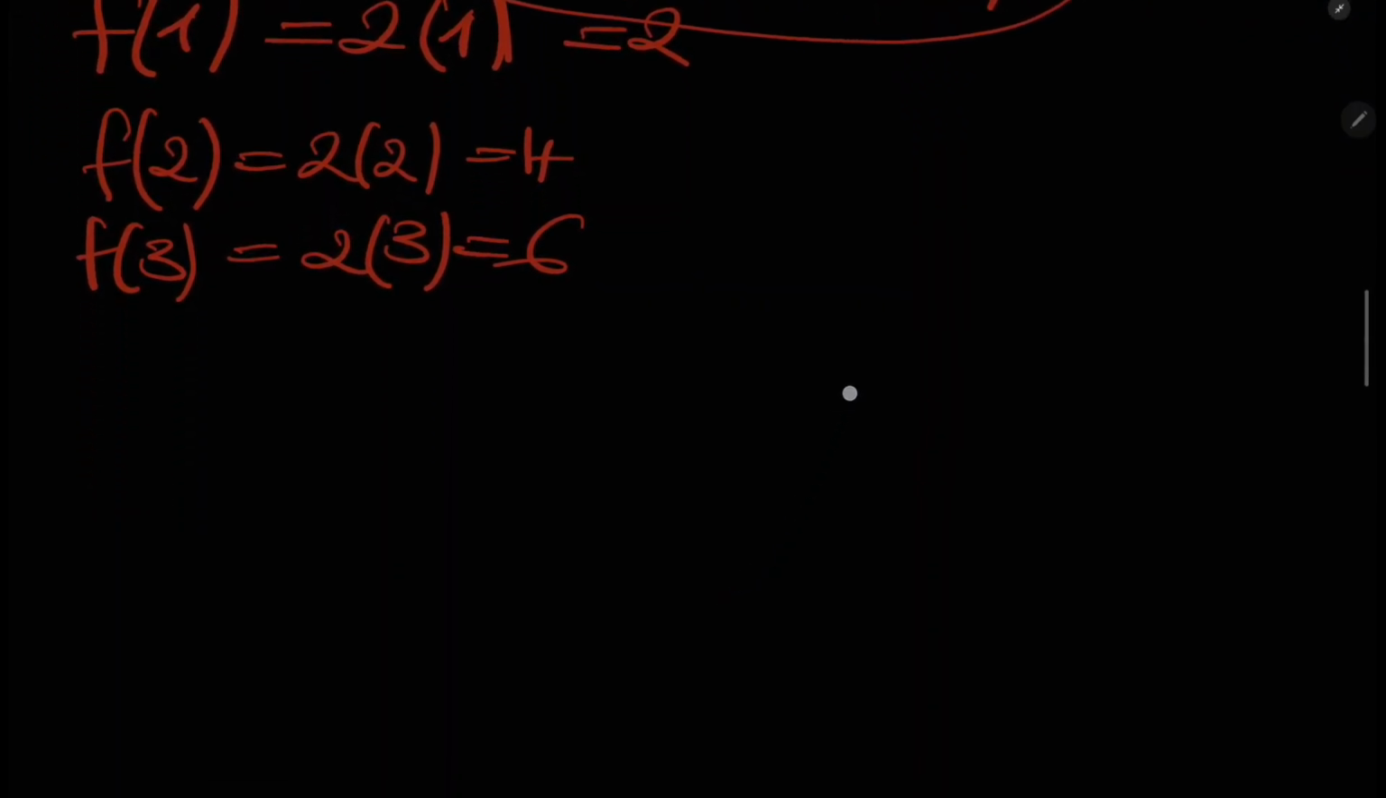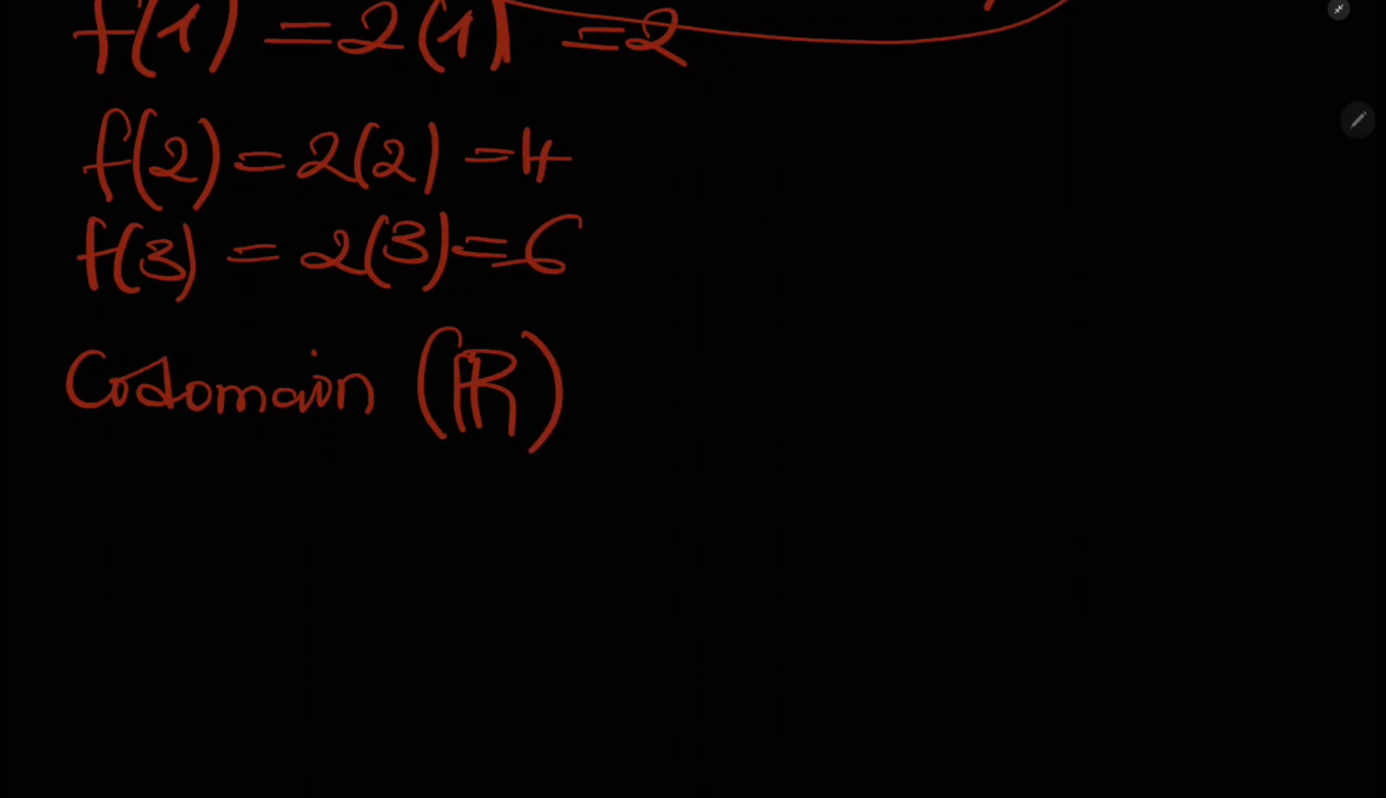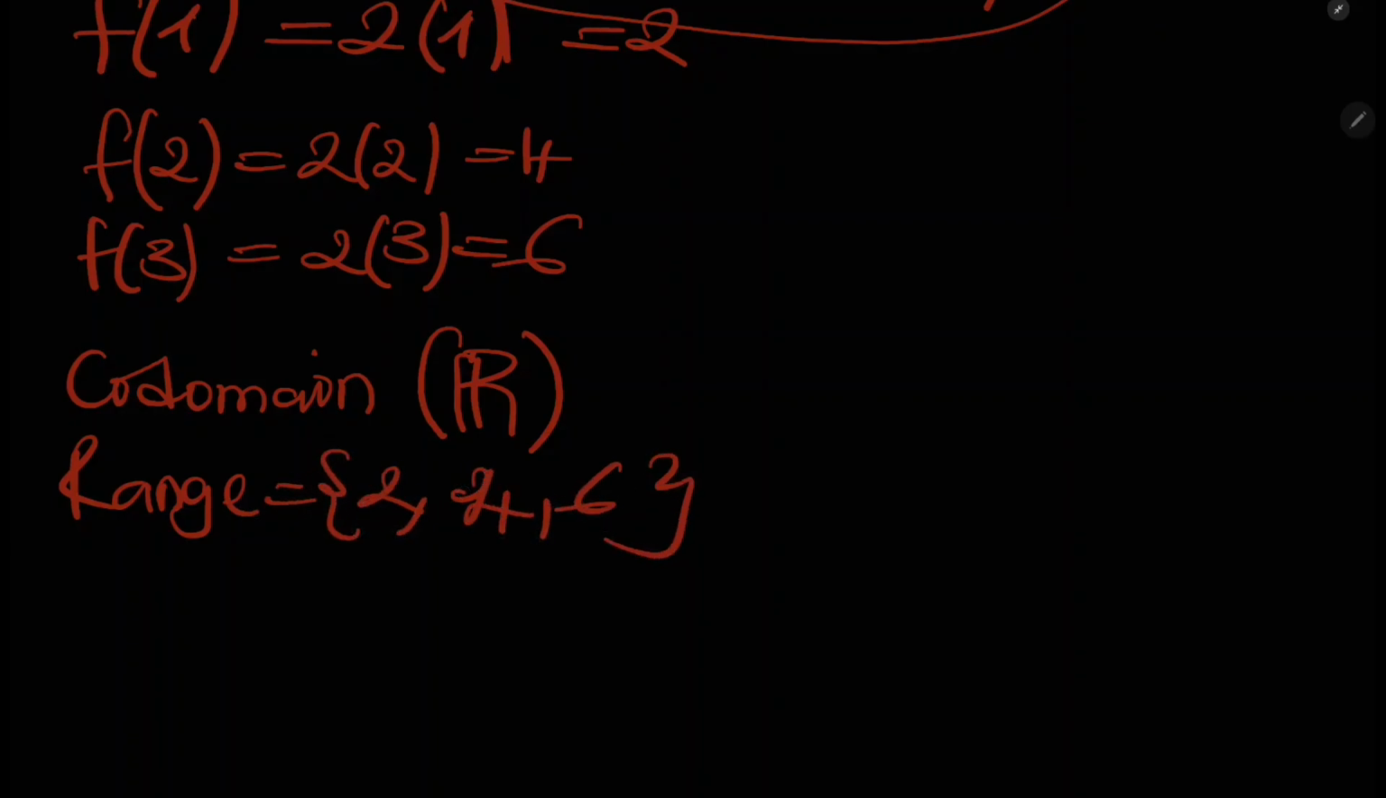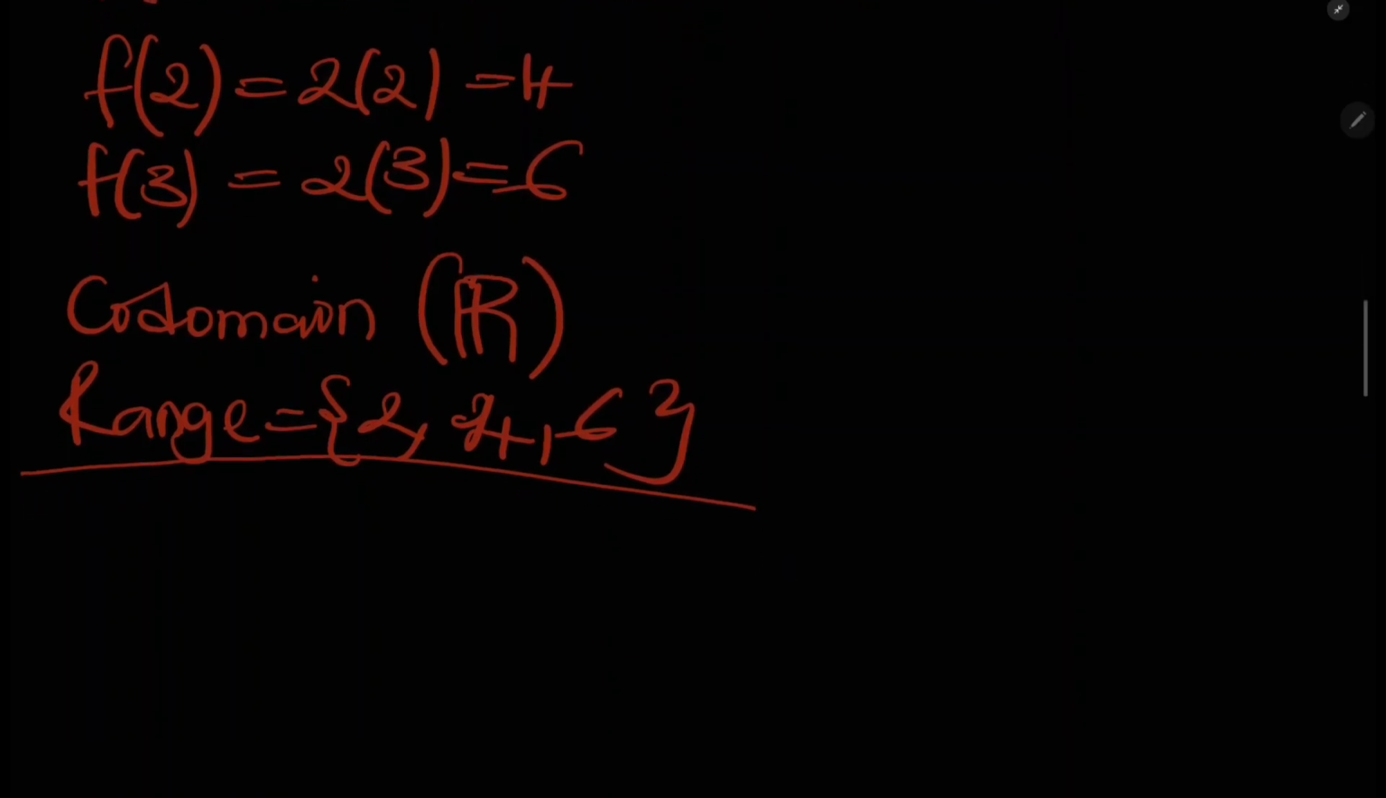We can have our codomain, which, as I said earlier, is always the real numbers or possible outputs. And then we have our range. The range is now 2, 4, 6. So this is our range. So from here we could obtain the codomain and the range.